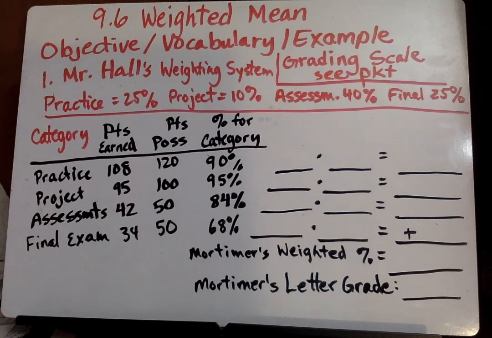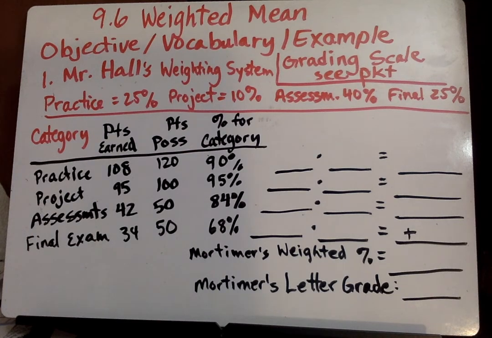Hello students, today we will be going over 9.6 weighted mean. This is page 177 in your blue packet. Our objective: I can calculate and interpret the weighted average of a distribution.